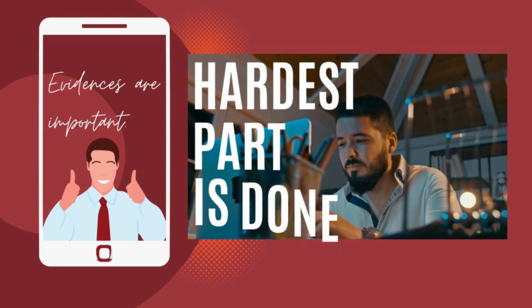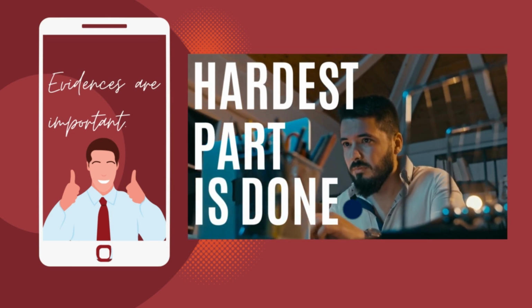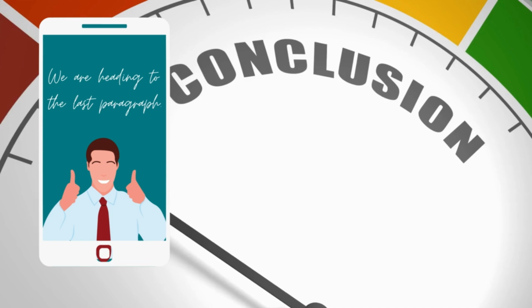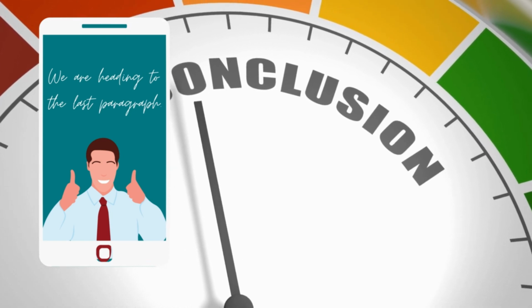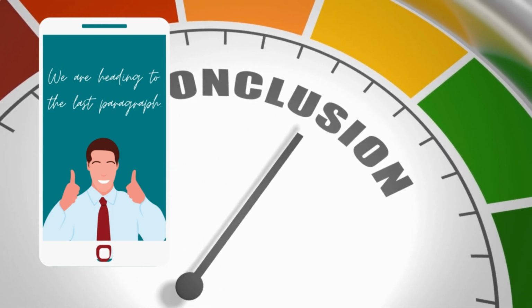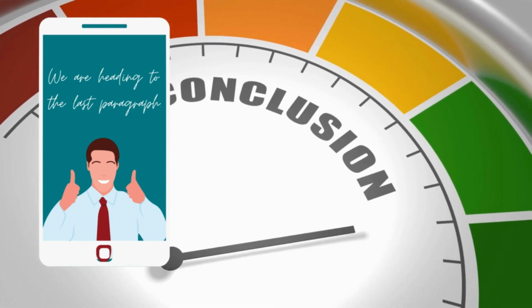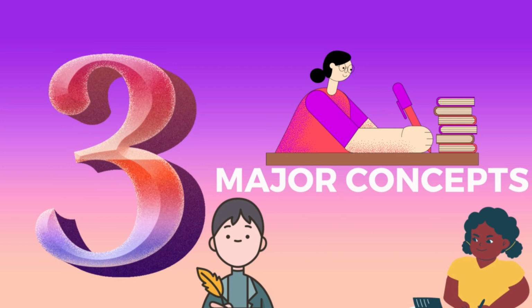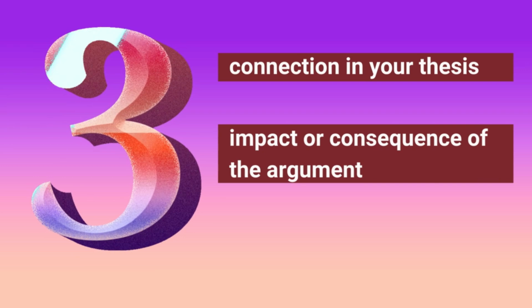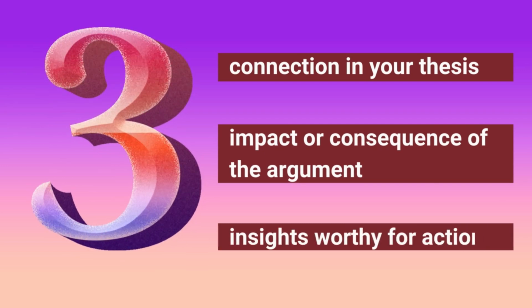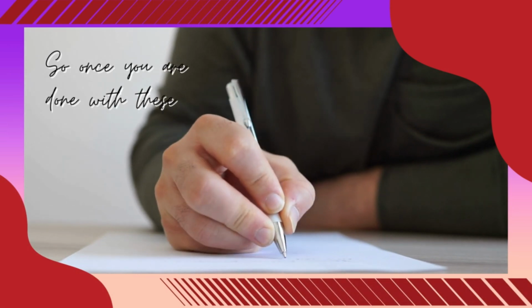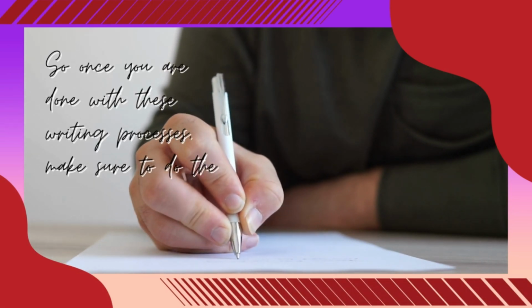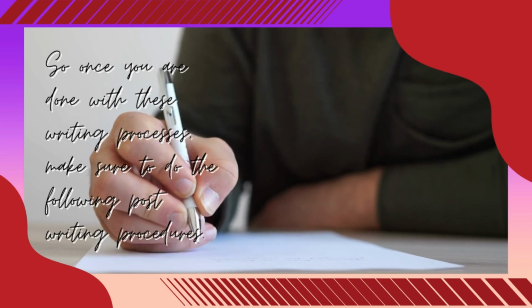Then the hardest part is done. You are now ready to conclude your essay, which is the final paragraph. But for some, conclusion is written in 2 paragraphs depending on their style or technique. When making conclusions, you have to remember 3 major concepts: connection in your thesis, impact or consequence of the argument, and other insights worthy for action. So, once you are done with these writing processes, make sure to do the following post-writing procedures.